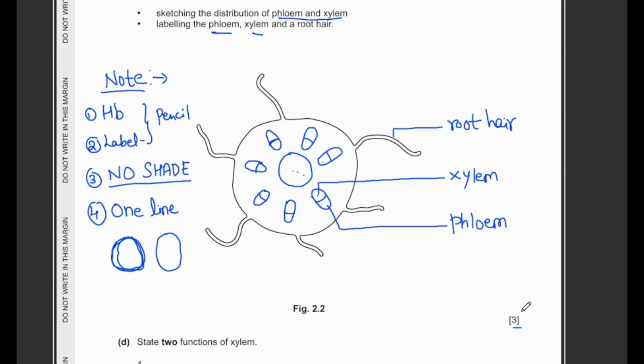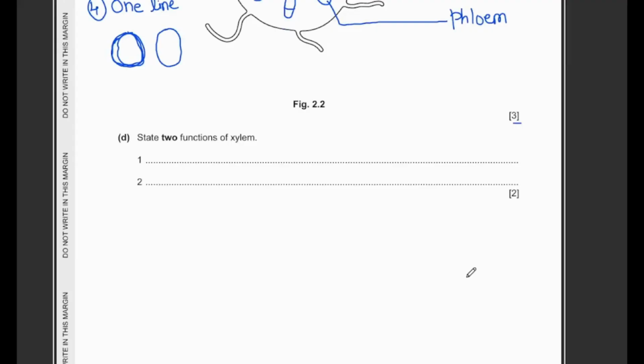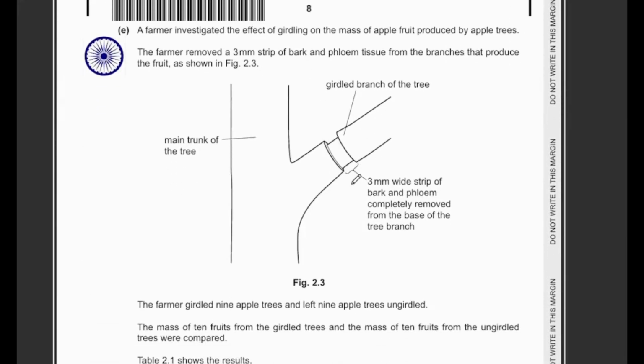And now the next question is, state two functions of xylem. We know that xylem is always helpful in transporting water, and what is dissolved in the water, you guessed it correct, it's minerals or ions. So they help in transport of water and transport of ions.